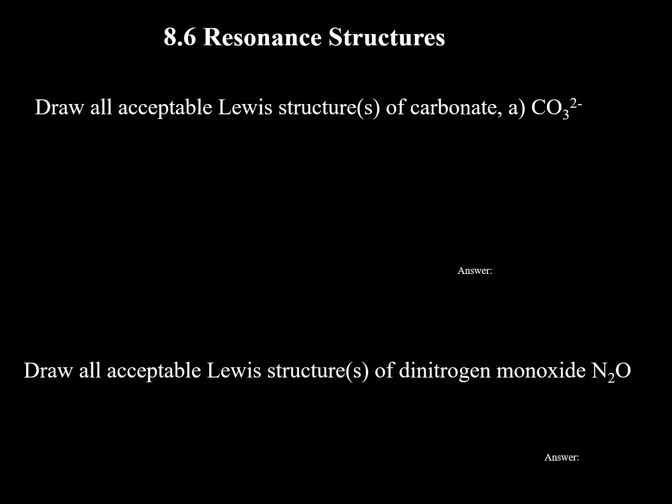So let's give it a try with carbonate. You can pause the video. We're going to draw the acceptable Lewis structures. So for CO3 2-, again, there's 4 from the carbon, 18 from the oxygens, 6 times 3, and another 2 electrons. So that gives us a total of 24 valence electrons. We place the carbon in the middle. It needs 4 more to make 8. And we have the oxygens around the carbon, and we use up our 24 valence electrons.